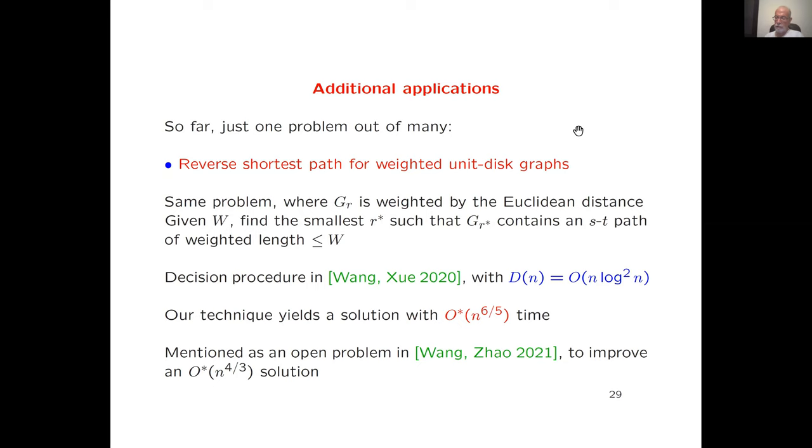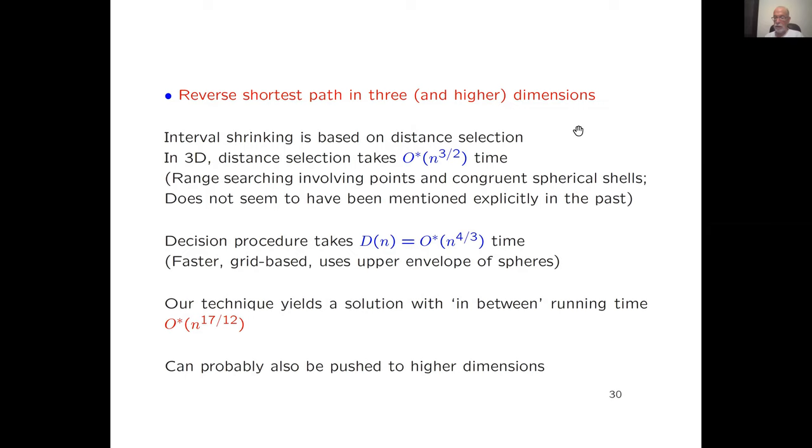I just want to mention that Wang and Zhao, in their n to the 5/4 solution, mentioned this is an open problem: how to go beyond n to the 4/3. And you can do it in higher dimensions. For example, if you want to do reverse shortest path in 3 dimensions, the disks that you draw around each point in the grid and so on have to be replaced by spheres. And again, you face questions about upper envelopes of spheres, but there are techniques in 3 dimensions to do it. In higher dimensions, you have to work out a lot of additional details.